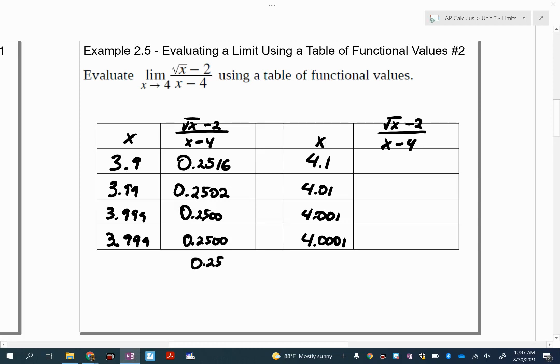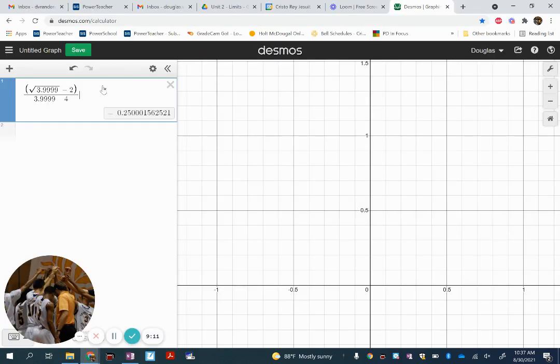Let's see what happens when we go from the right of 4. So starting at 4.1 and getting closer to 4.